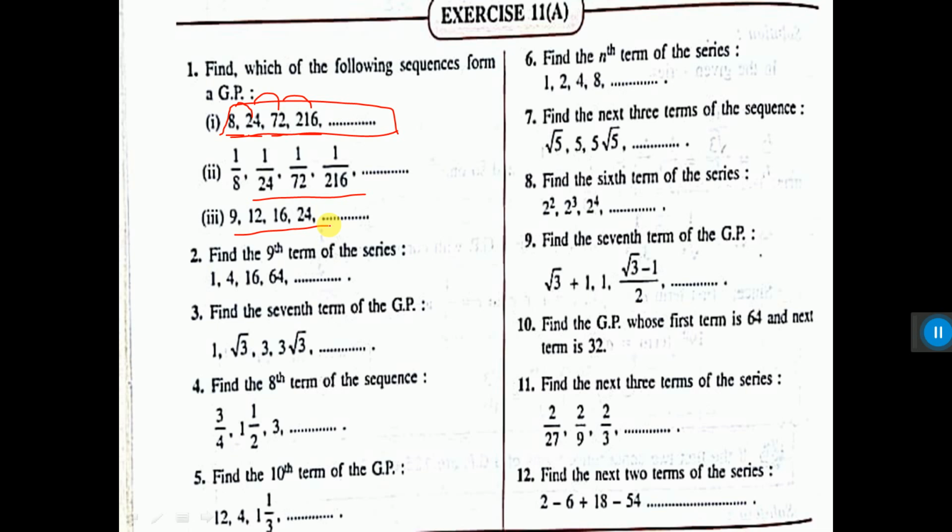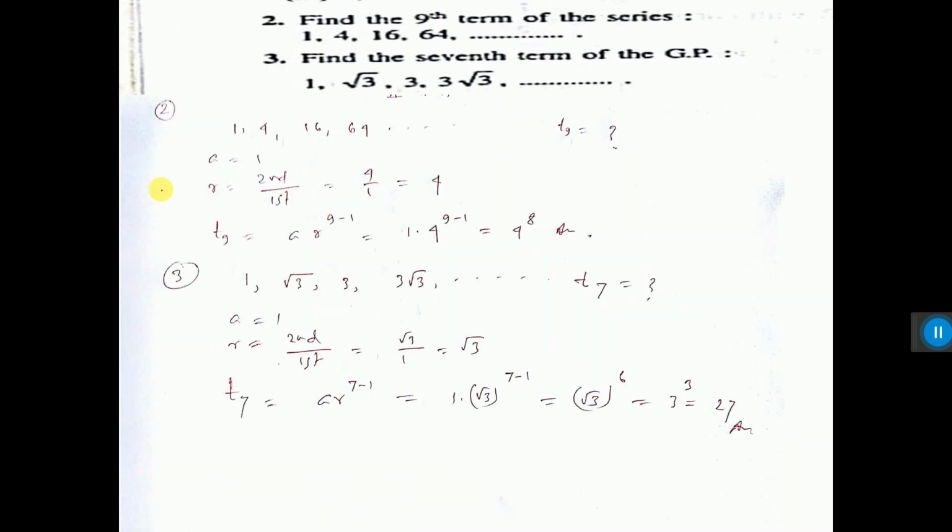Now let us do sum number 2. See here: 1, 4, 16. Find the ninth term of the series. So a, the first term, is 1. Common ratio formula, second by first, that is 4 by 1 equal to 4. We have to find the ninth term, that is T9. What is the formula of T9? a into r to the power 9 minus 1, that is n minus 1. So it is 8. So 4 to the power 8 is the answer.